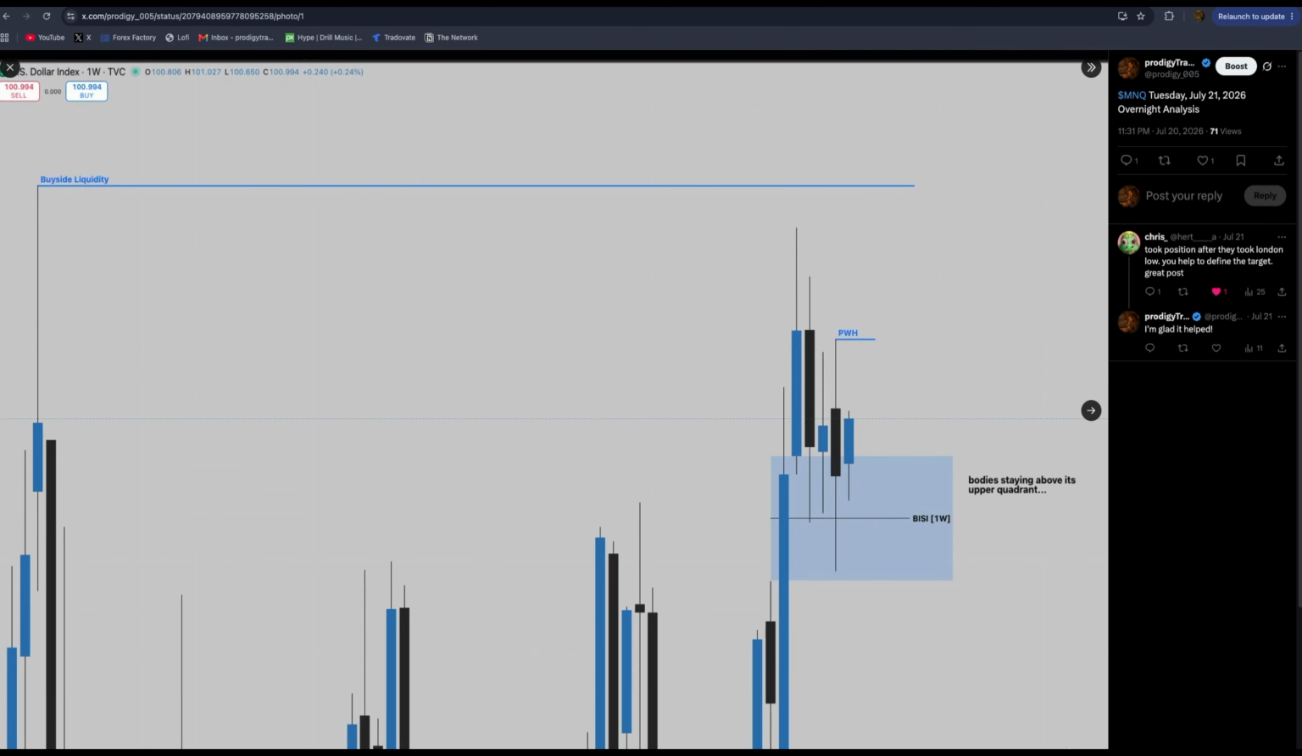Hello everyone. Today I want to go over this week's analysis that I've posted on my X page and some executions that I've taken based on the analysis. And in the end, I'm going to walk through and break down my post-lunch execution that I took today. So stay till the end for that breakdown and let's get started.